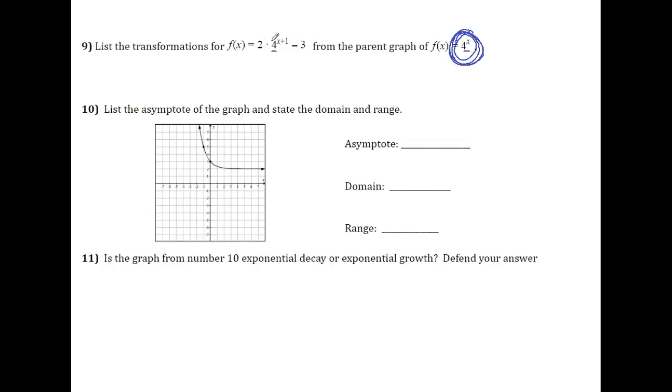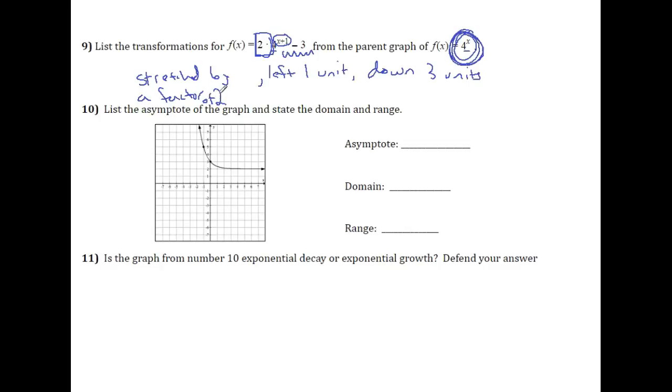And it's the same rules we've been using pretty much all year. For example, this number up here with the x affects that left-right motion, but the opposite of the way you would think. So I know this graph goes left 1 unit. This -3 here is going to affect the y value, and it goes the way you might expect, so it'll be down 3 units. And then this 2 that's out in front is the stretch factor. So we'd say stretched by a factor of 2. And that just means every y value, whatever it would have been, will be twice as big by a factor of 2. There we go.